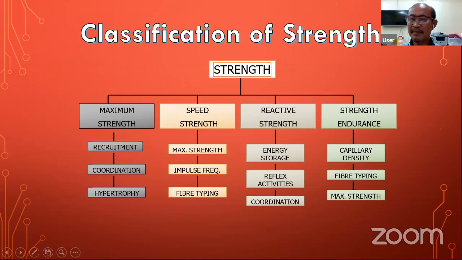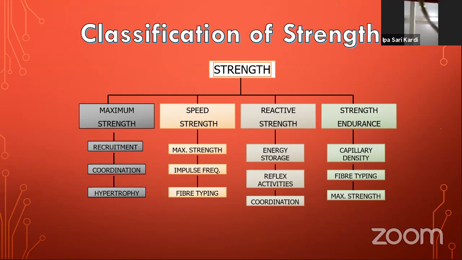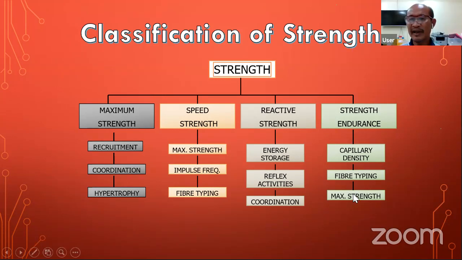The fiber type, when you do the strength endurance, the slow twitch muscle will improve the endurance, and they can work for longer times. Maximal strength endurance also needs maximal strength, because when your maximal strength increases, the strength endurance of the muscle, or muscular endurance, also increases according to the maximal strength.